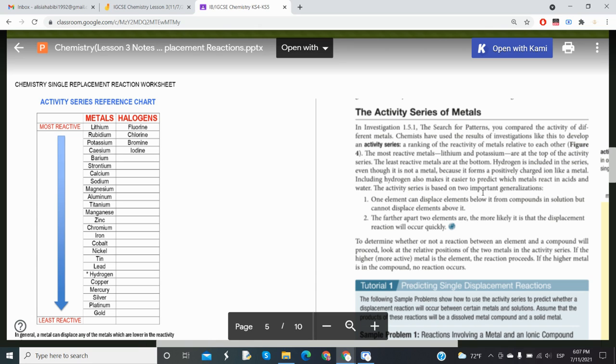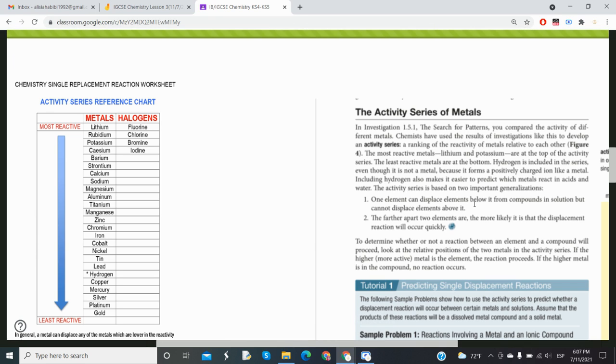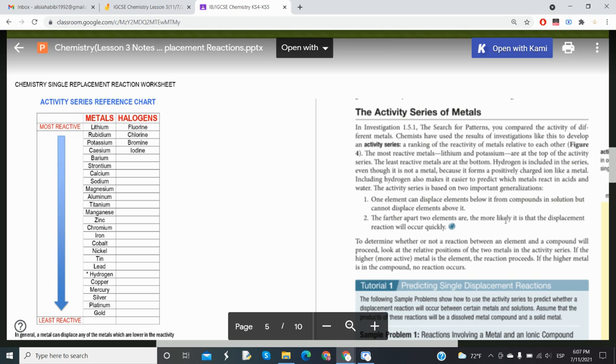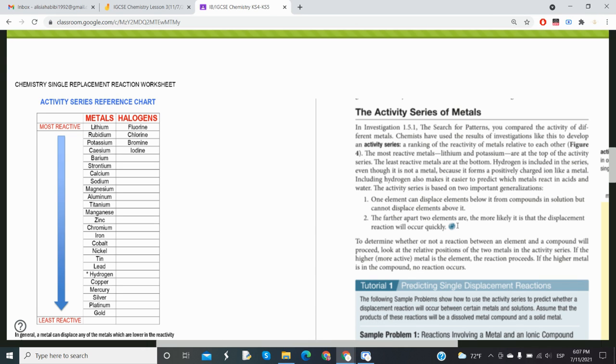The activity series is based on two important generalizations, guys. One of them is that one element can displace elements that are below it. So basically, the most reactive element would displace the least reactive element depending on the chemical reaction. And the farther apart the two elements are, the more likely it is that the displacement reaction would occur quickly.